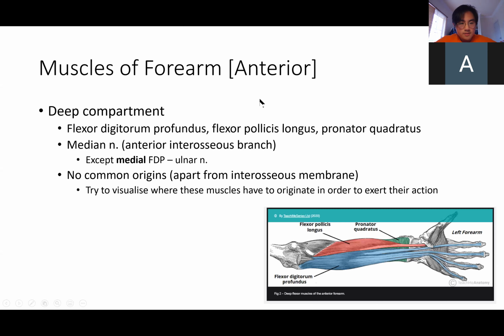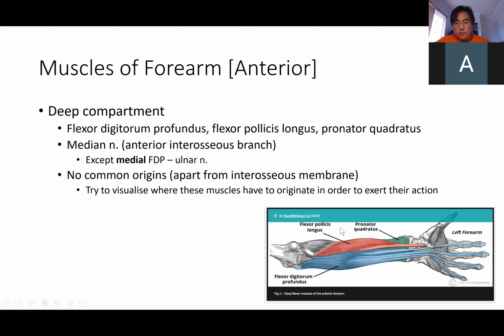Now, the deep compartments, we've got flexor digitorum profundus, okay? So as I mentioned before, that will do your distal interphalangeal joint. And we encounter our first muscle related to the thumb, the pollex, I think. So the flexor pollicis longus. And if there's a longus, there must be a brevis. And pronator quadratus.